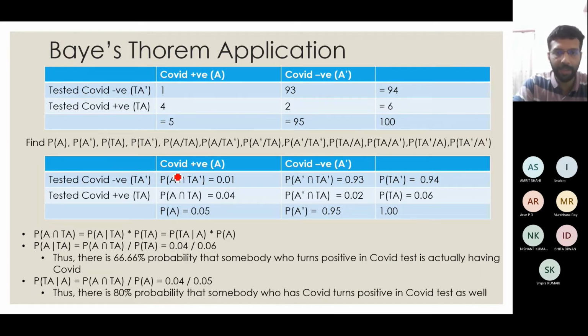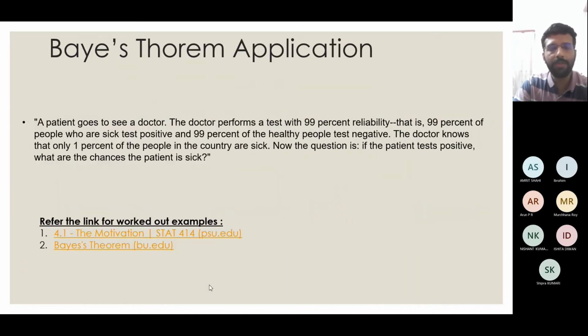So I have given an example here. You can go through this. Similar kinds of things come up in problems. A patient goes to see a doctor. The doctor performs a test with 99% reliability. That is, 99% of people who are sick test positive and 99% of healthy people test negative.